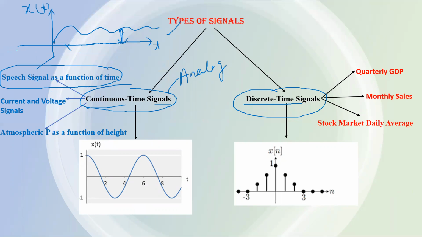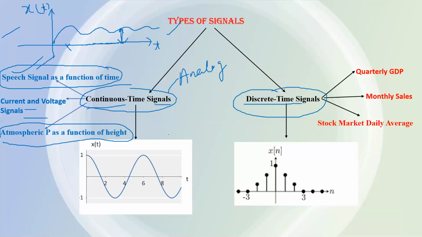These are examples of continuous time signals: speech signal, current and voltage signals, atmospheric pressure as a function of height. As the height changes, atmospheric pressure will change, and at each and every height you can determine the amplitude of the pressure. You cannot say its pressure is not defined at h equal to 3 meter, because at h equal to 3 meter, 4 meter, 3.1 meter, 3.2 meter, at any height you can estimate the value of pressure. So it is a continuous time signal.